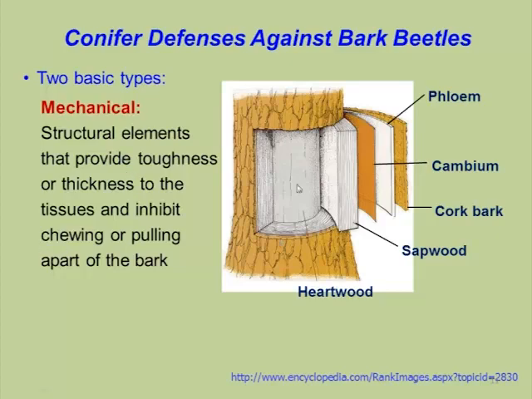And this is the tree. We have the cork bark outside. We have the phloem, where the bark beetles usually feed. We have the cambium. We have the sapwood and heartwood. This is pretty much it.